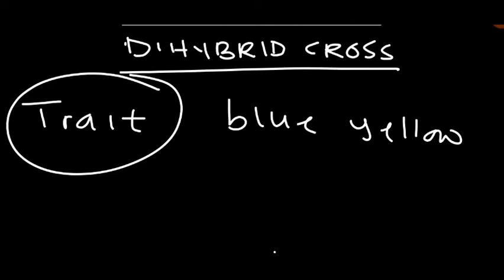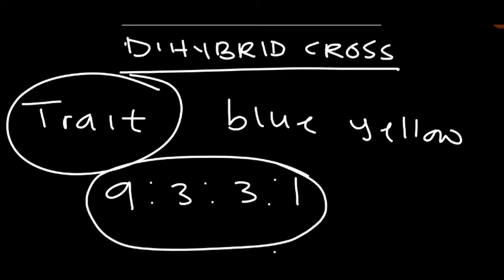So dihybrid crosses conform to this ratio, 9:3:3:1, which was proved by Gregor Mendel. But there are some types of dihybrid cross that don't conform to this ratio. And what are the reasons behind that? The reasons are gene regulation, polygenic control, and gene linkage. We're going to talk about that in the next videos.